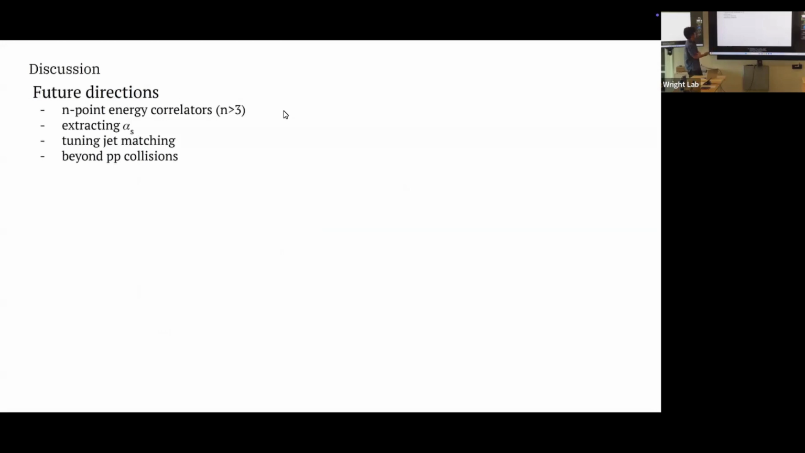In terms of future directions, I want to examine correlators above n equals 3. The combinatorics gets a little bit complicated in these cases, but it's been implemented before. And then obviously, as I mentioned, extracting the strong coupling constant. That will take me from working with simulations to working with actual data from probably ALICE, or a detector experiment. Also, I want to tune the jet matching and maybe alter the algorithm a little bit. And then also move beyond proton-proton collisions, which is what I'm working with right now.